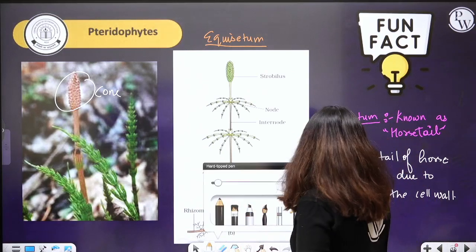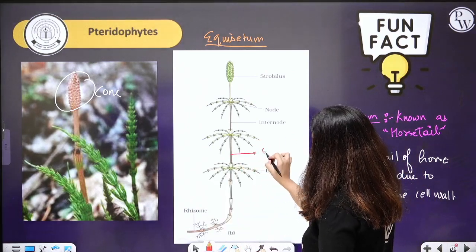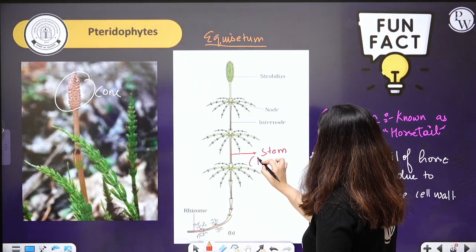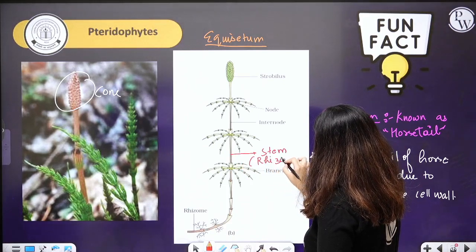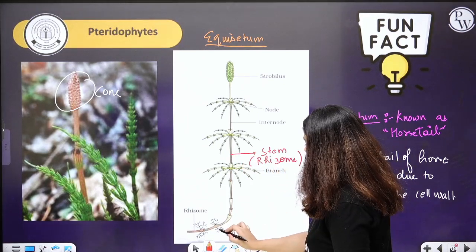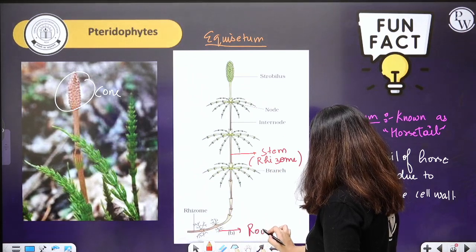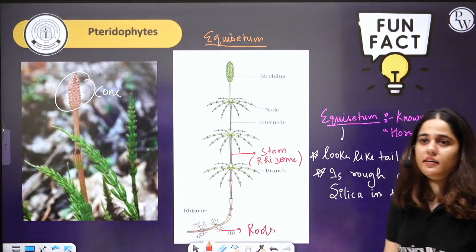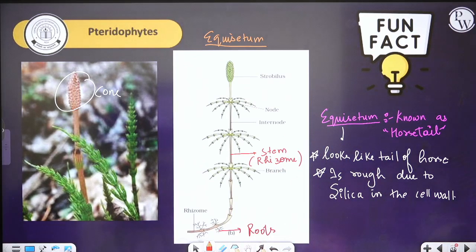So this is the stem. The stem is known as rhizome, right? And these are roots, adventitious roots. So this is about Equisetum. I really hope you enjoyed this fun fact about Equisetum. There will be lots of fun facts that we are going to discuss in this chapter.